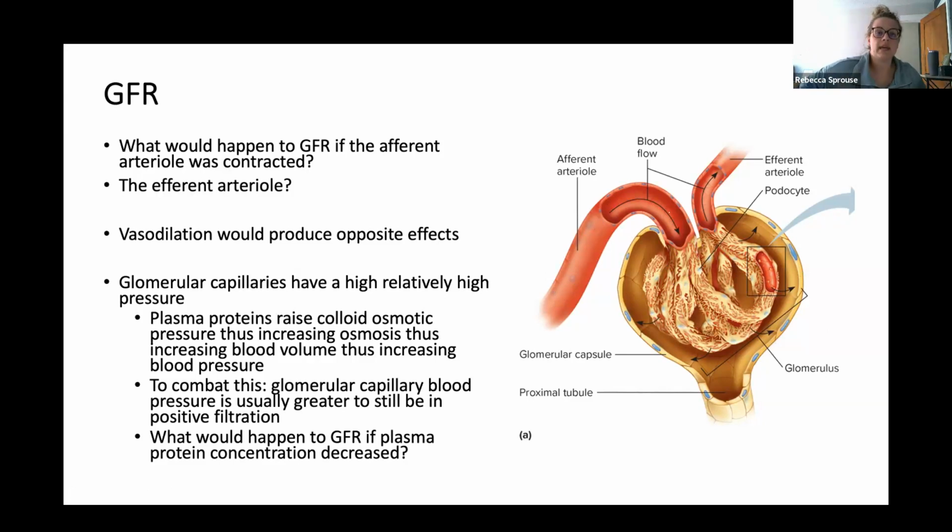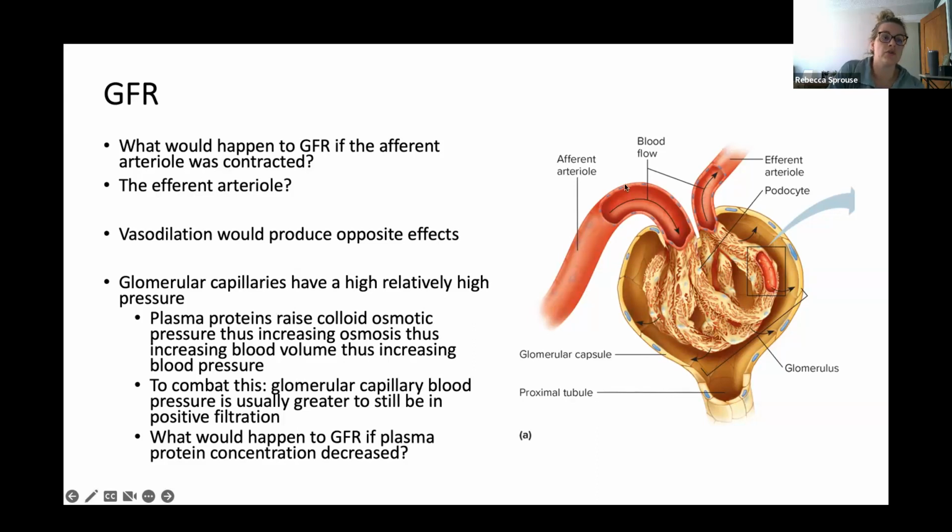What happens if we constrict our efferent arteriole? So blood cannot leave the glomerulus as quickly as it came in. That should increase our GFR, right? So the longer that the blood sits in here, the higher the filtration. Okay, so the more blood that enters, the higher the filtration, and the slower it takes to exit, the higher the filtration as well. Vasodilation would produce opposite effects.